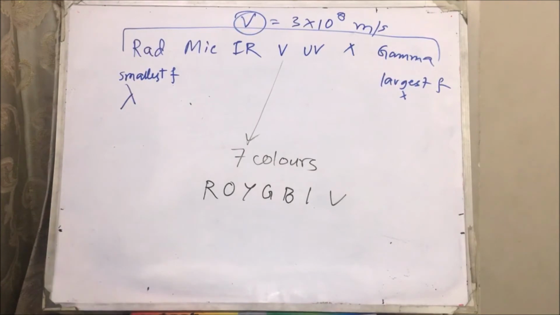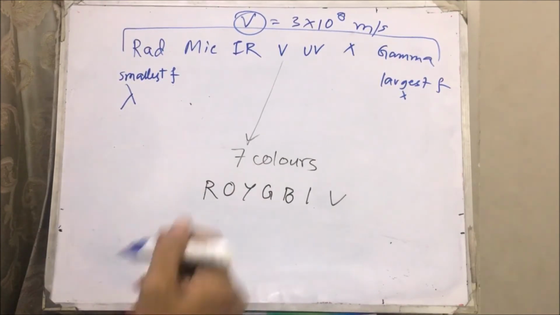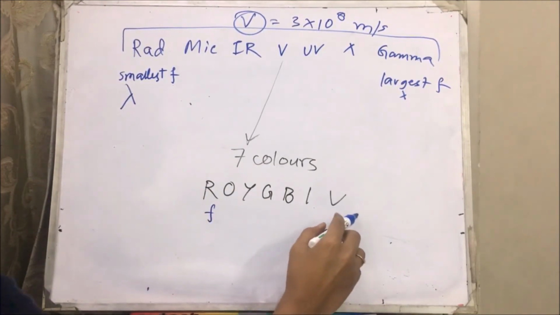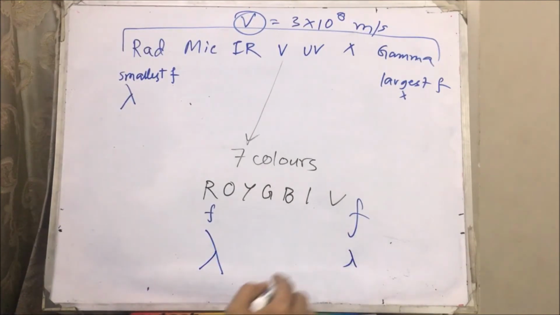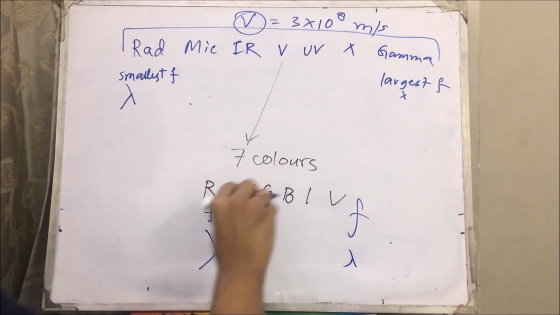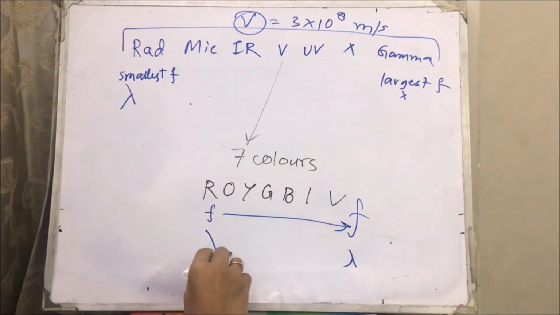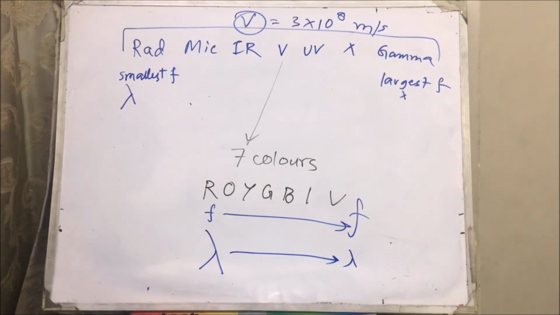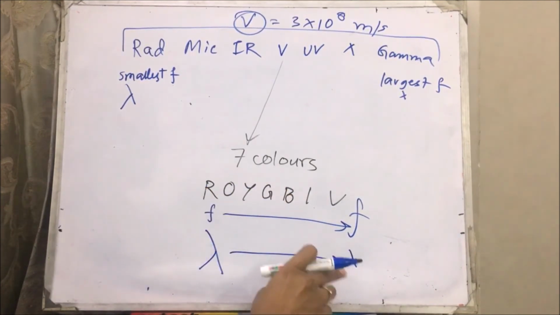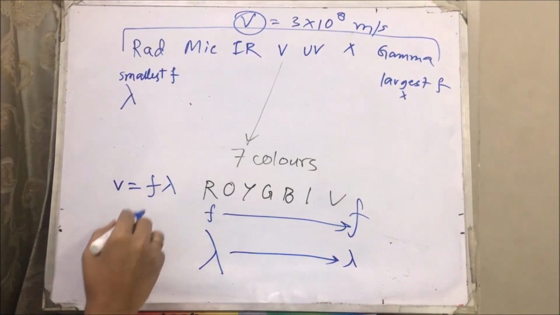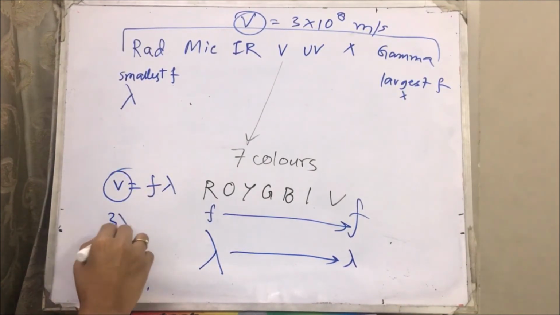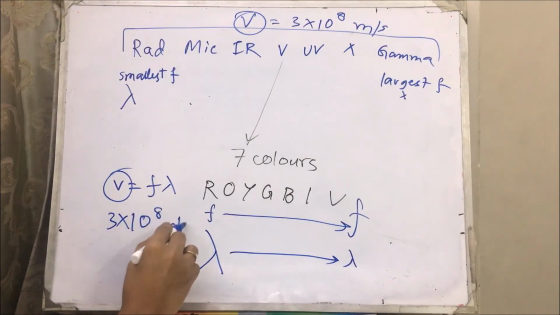We saw in the dispersion of light that visible light has 7 colors: red, orange, yellow, green, blue, indigo, violet. In this spectrum, red has the smallest frequency, violet has the largest frequency. Red has the largest wavelength, violet has the smallest wavelength. So as we go from red to violet, the frequency increases and the wavelength decreases. This increase in frequency and the decrease in wavelength occurs such that their product, that is F into lambda, V, this V remains constant, that is 3 into 10 to the power 8 meters per second.